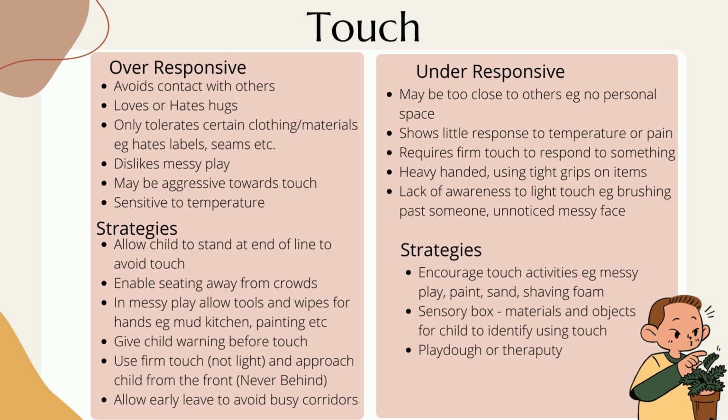Strategies we can deploy for this include encouraging touch activities such as messy play and painting, and resistive activities such as Play-Doh, which provides the child with some resistance, allowing tight grips, but is still malleable so they are able to shape it and use their creativity. Finally, I suggest sensory boxes as another great resource for your child, as it allows them to identify items and materials with their sense of touch alone.